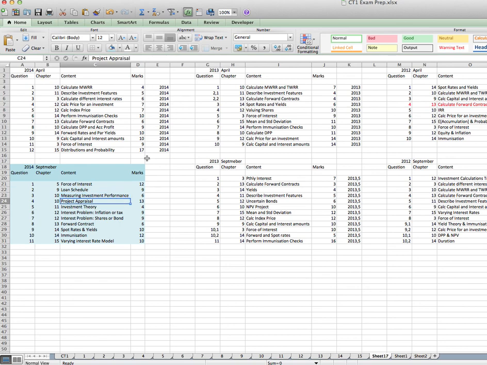Project appraisal, remember to be wise with your time. You might not get this one, don't kick yourself if you don't. Investment theory, just learn, try to get 3 out of those 4 marks, or at least 2. Interest problem, that can be quite difficult. Just show your working and try to score at least some marks. Forward contracts, get 100% because they're quite easy. Spot rates and yield, again, get 100% because they're quite easy. And then your immunization and varying interest models, you should be fine with.